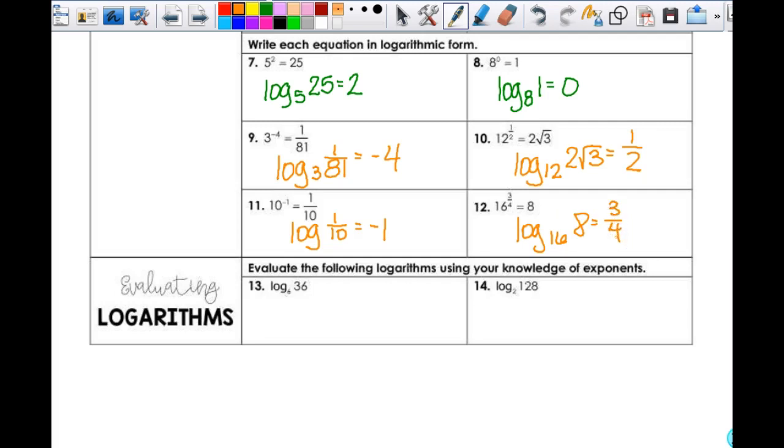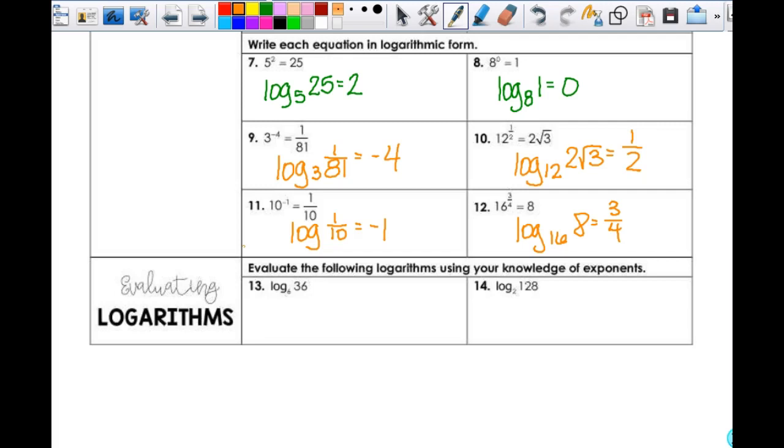So double check yours with mine, see if you agree with all of that. Ask me if you have any questions. It's all laid out there for you, writing them in either form. Notice I did not put log base 10 here because you don't write that. It's kind of like you don't write x to the first power, except for certain instances.